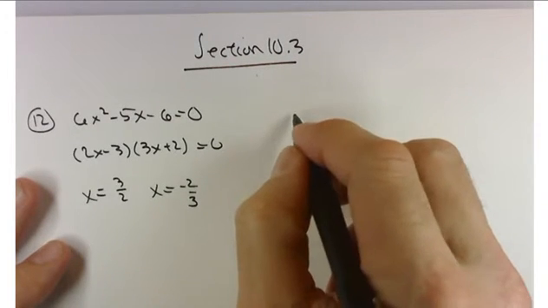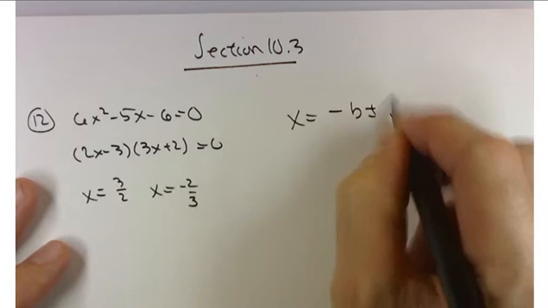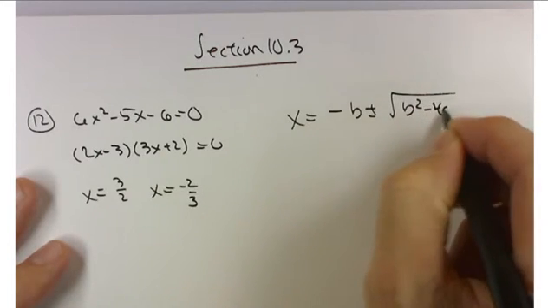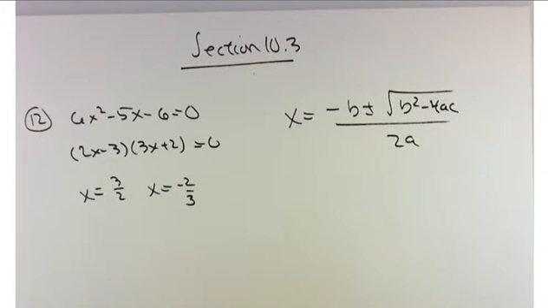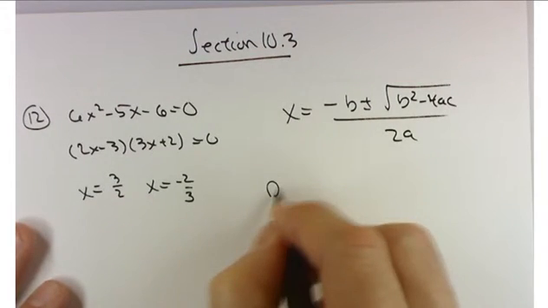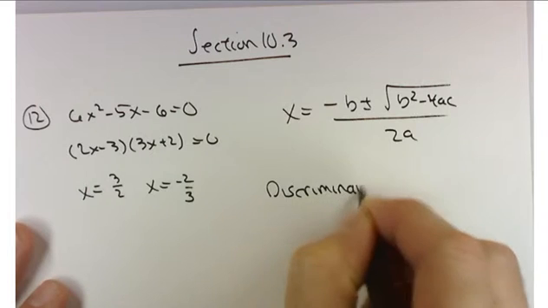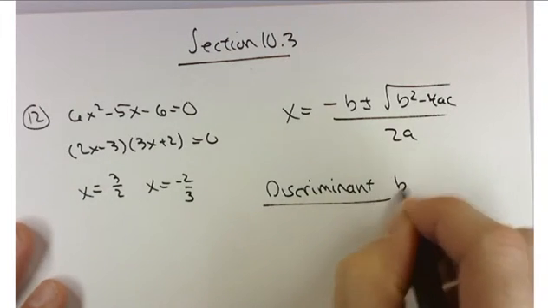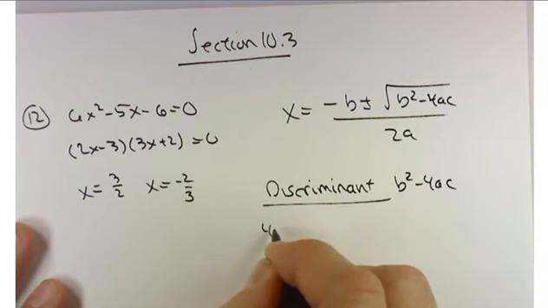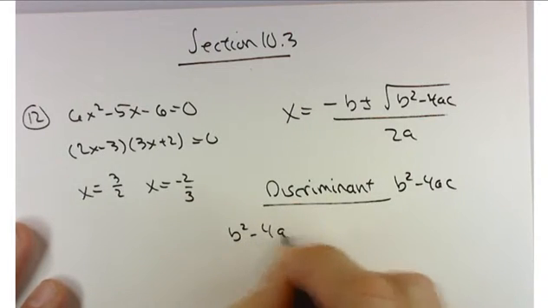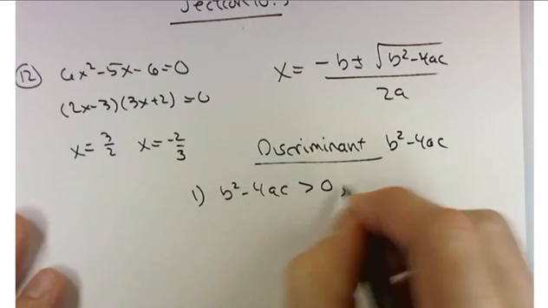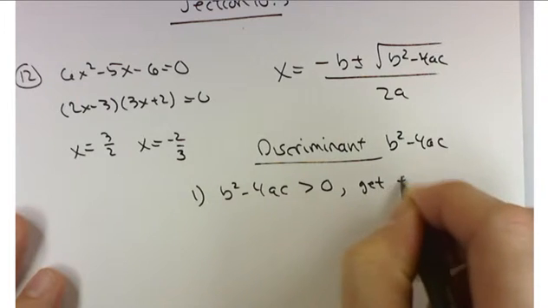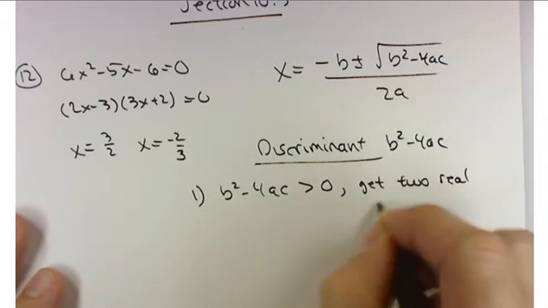But what describes that is a little piece of the quadratic formula. B squared minus 4ac over 2a. So this little piece right here, if this works out to be a number greater than 0, and by the way, this is called the discriminant. So discriminant is b squared minus 4ac. If b squared minus 4ac is greater than 0, then you get two real solutions.